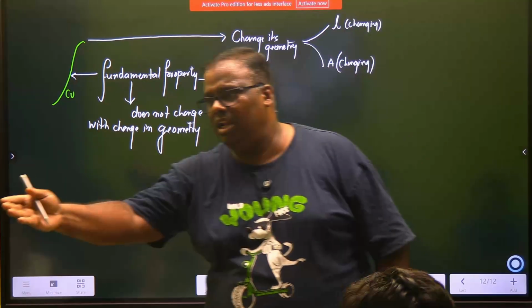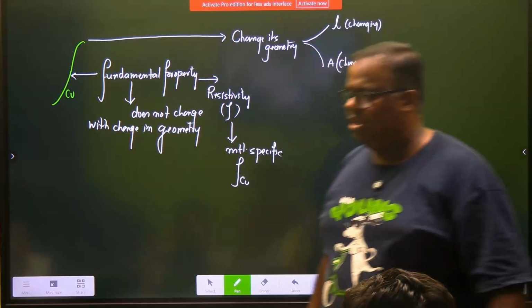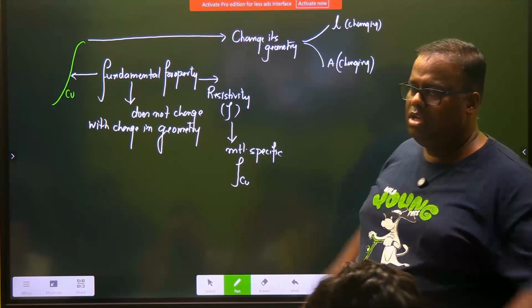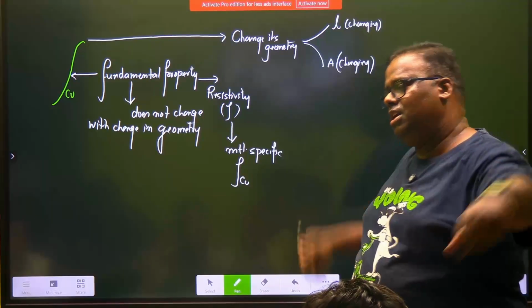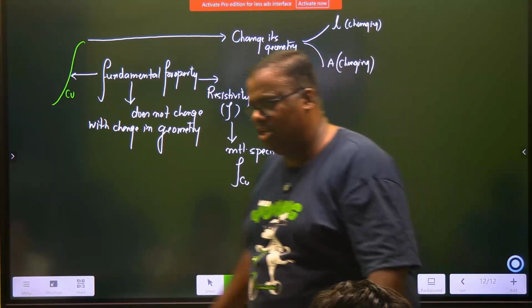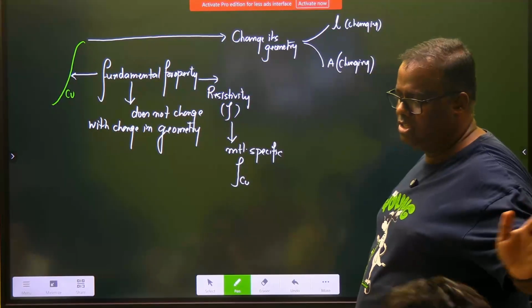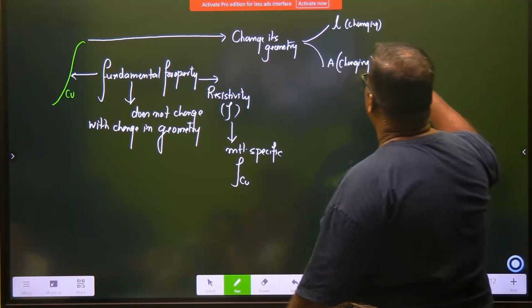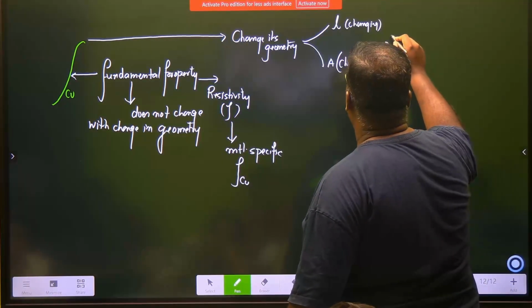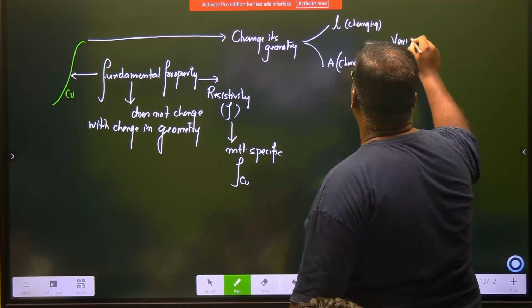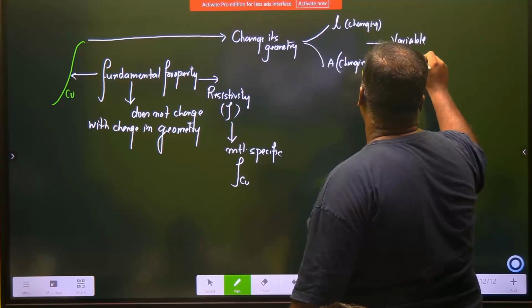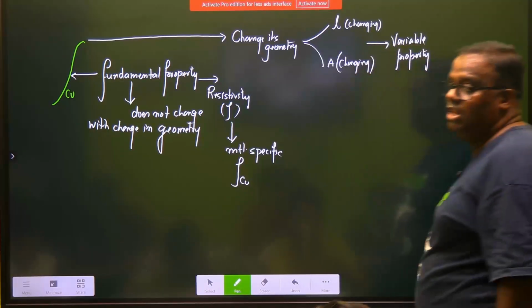He has made the length as L dash and the area is A dash by melting it, and he has pulled it further. He has made the length as L double dash. He has made it as L triple dash, meaning they have changed it. In this case, they have given birth to a variable property.